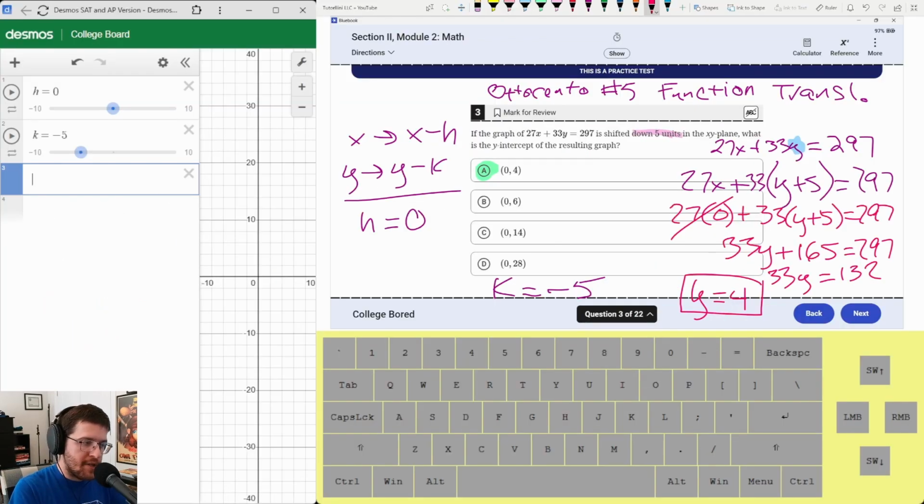Okay, so I typed in my h and k values, and now I'm just going to type in the equation, 27 times x minus h plus 33 times y minus k. This is probably what I would have done on the exam, just because it's way faster. Okay, so I got that equation in there, and then I click on the y-intercept, and it's 0, 4.